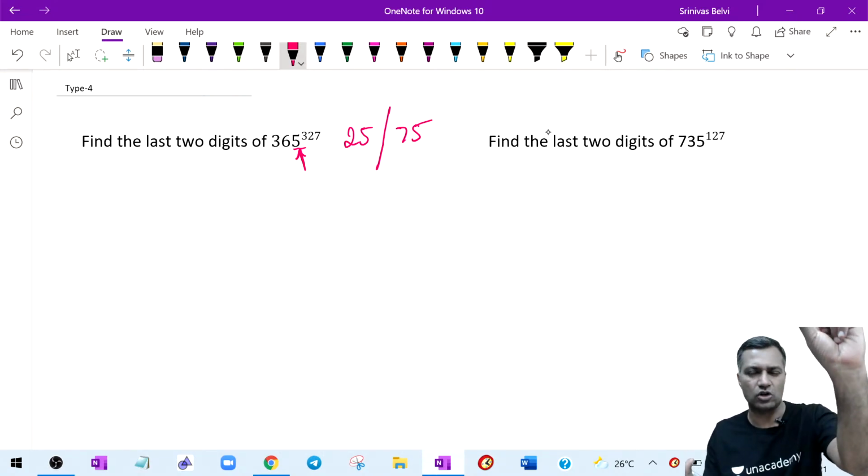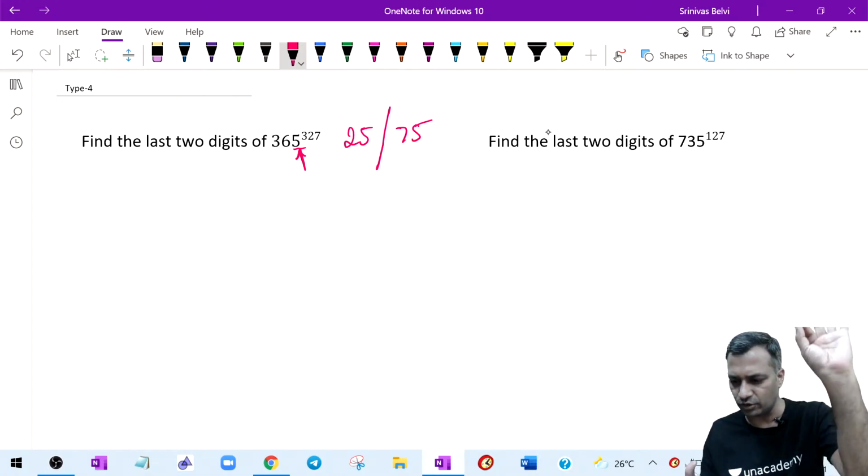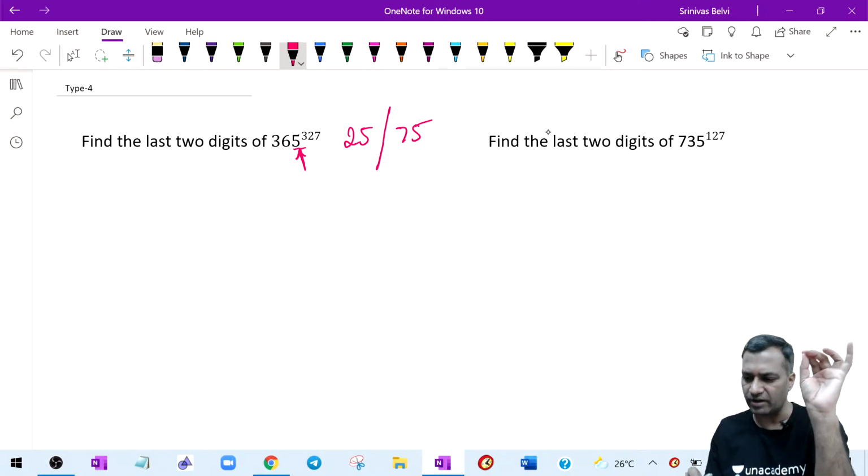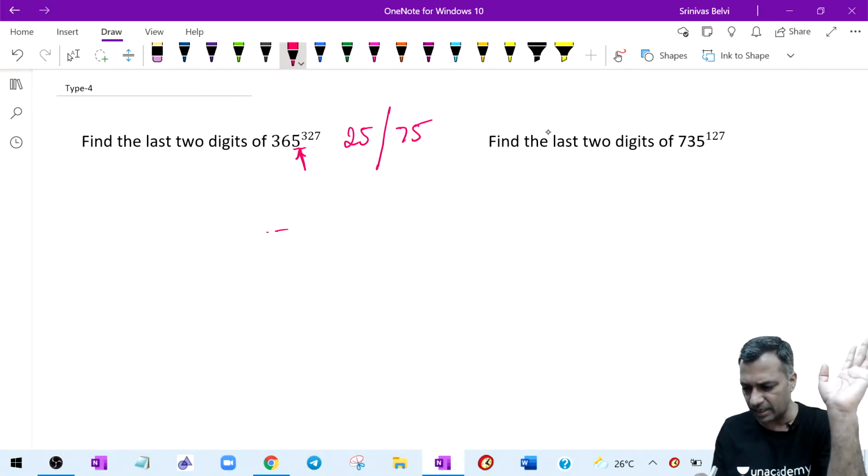The very first question I solved on binomial, after that I didn't solve. Therefore, the proof comes from there. Okay, only two answers are possible. 365 raised to power anything. All right, now, so you have a number ending in 5.